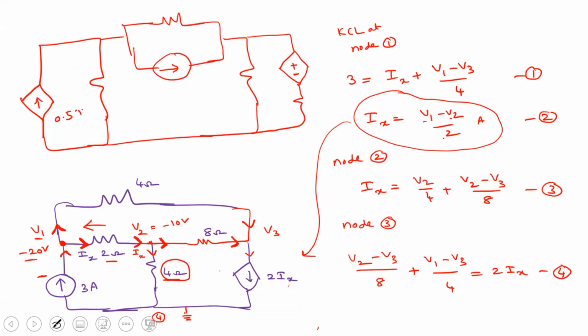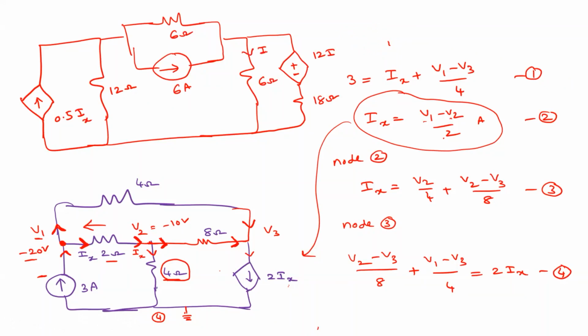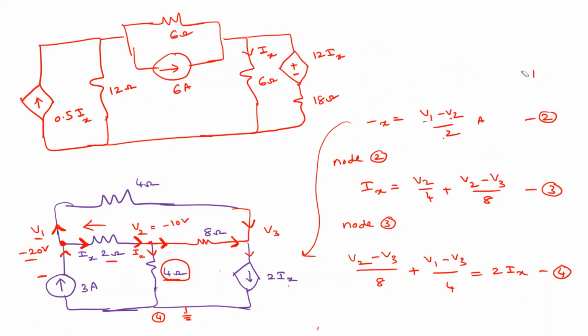This is 0.5 into I. This is 12 ohm. 6 ohm. This is 6 ampere. So this is 6 ohm again, and this is 12 I. This is also 12 I, and this is 18 ohm. So where this I is, this is I. We have two dependent sources, both controlled by the same I only. To avoid confusion, I will write Ix. So this is Ix, and this is also Ix.